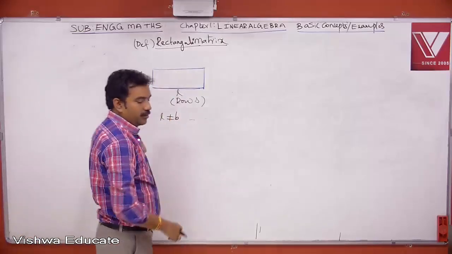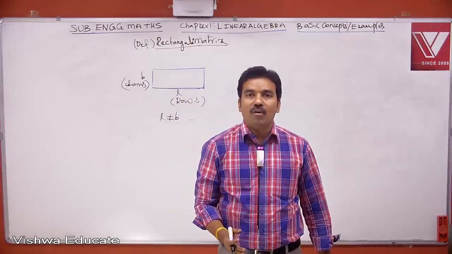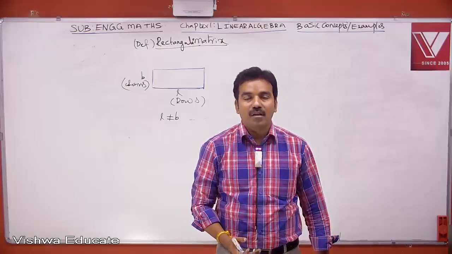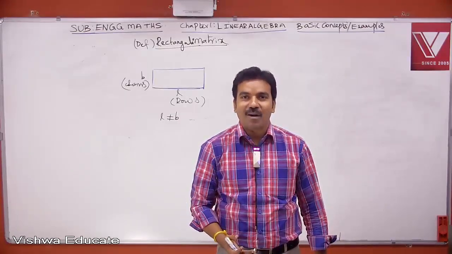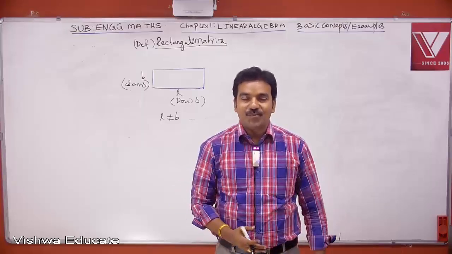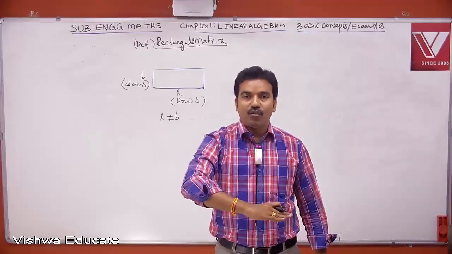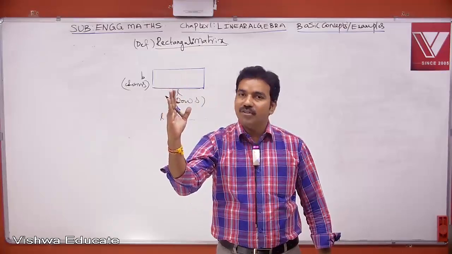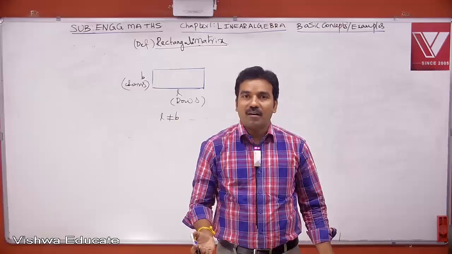In a similar fashion, a matrix in which number of rows is not the same as number of columns is called a rectangular matrix. Or in simple words, a matrix which is not square is called a rectangular matrix. Two different objects: one is square and the other is rectangle. If number of rows is matching with number of columns, it is a square. If both are different quantities, then it is called a rectangular matrix.